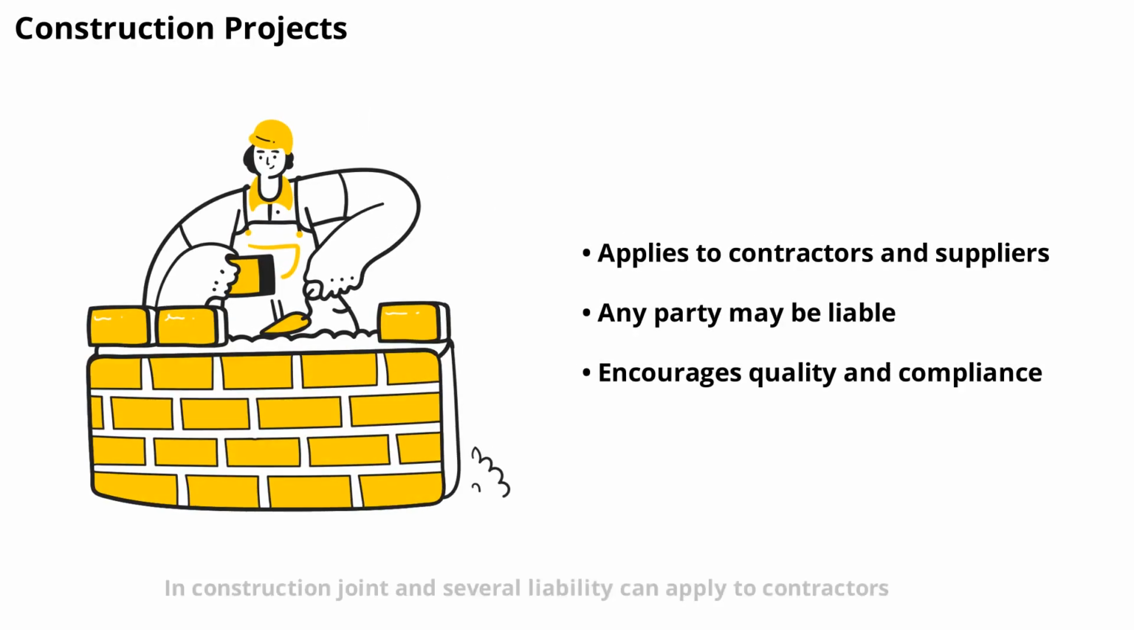In construction, joint and several liability can apply to contractors, subcontractors, and suppliers. If a project fails or causes harm, any one party may be held responsible for the full amount of damages. This encourages all parties to ensure quality and compliance, but also increases individual risk.